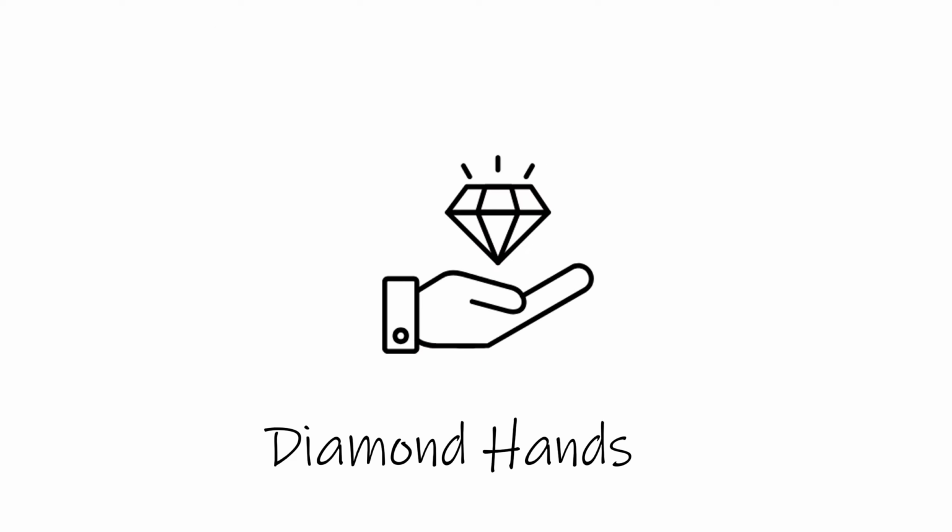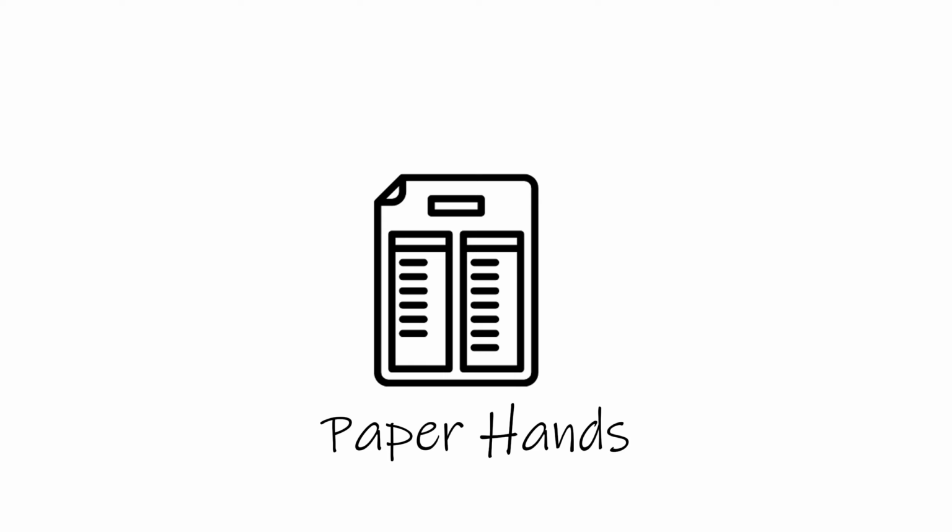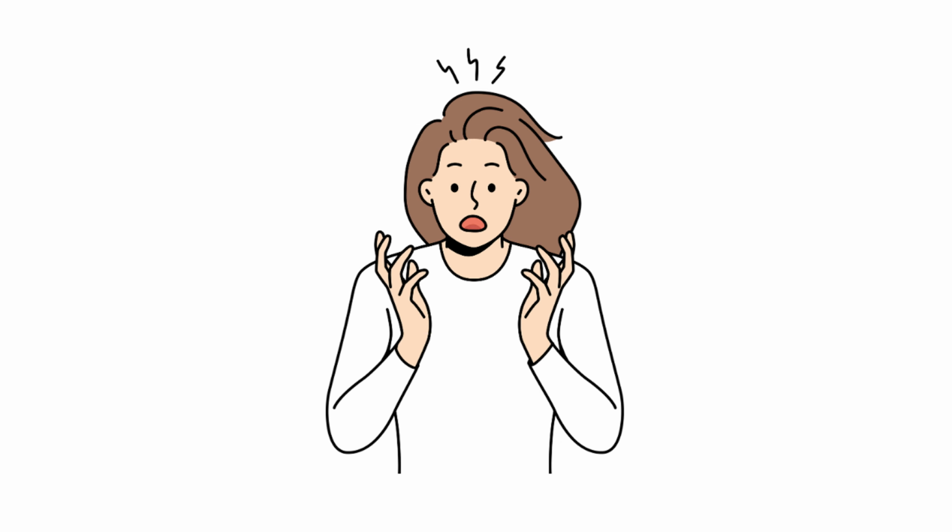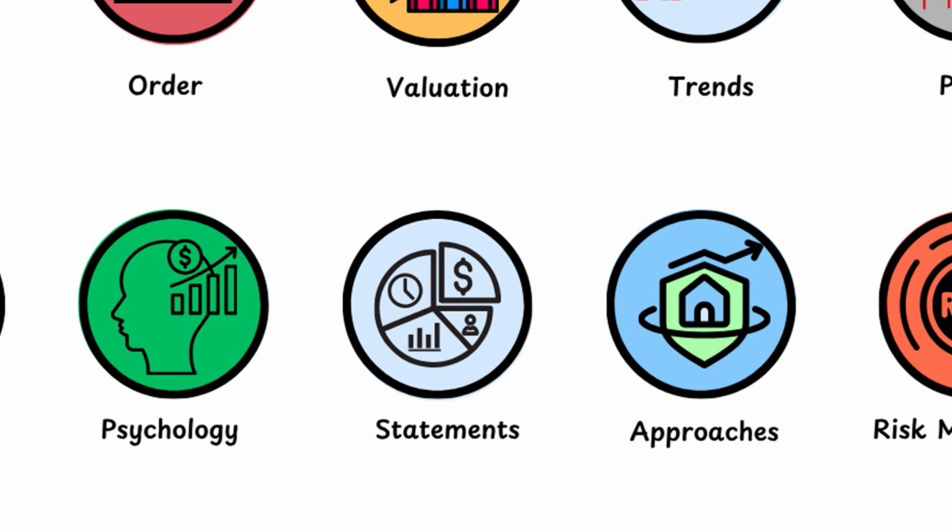Diamond hands. This means someone who holds onto their stocks even when prices are going crazy up and down. They don't sell no matter what. Paper hands. This means someone who sells their stocks quickly when they get scared. They can't handle the pressure. Financial statements and analysis. Balance sheet.